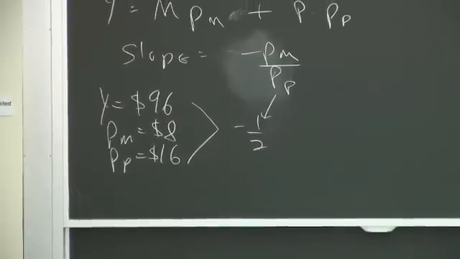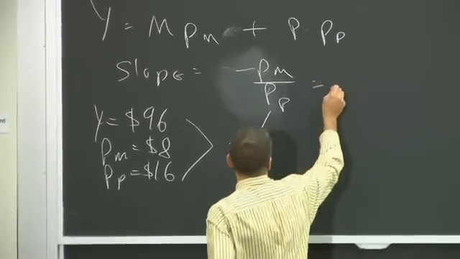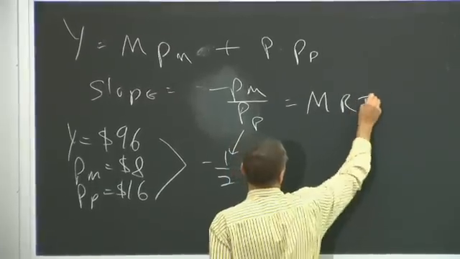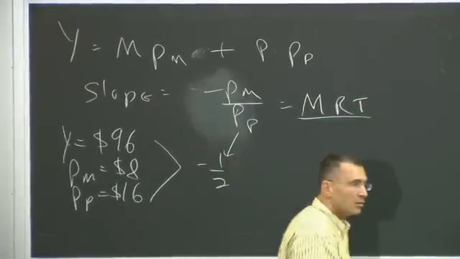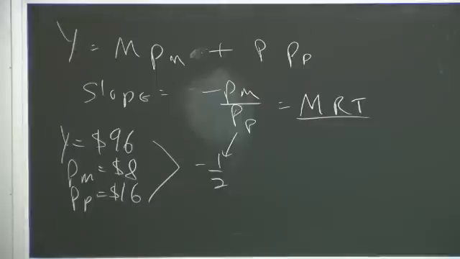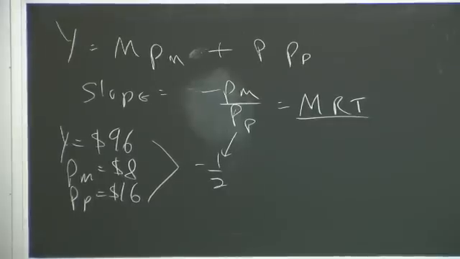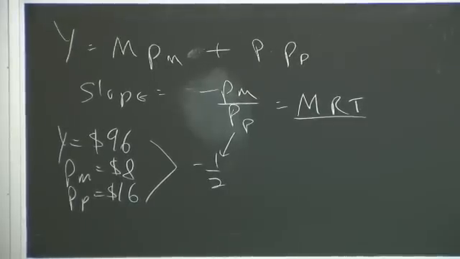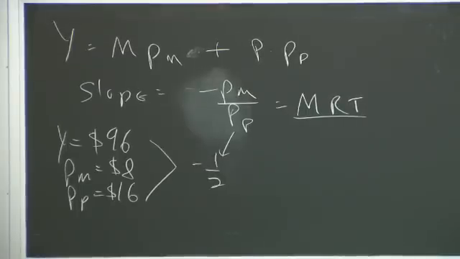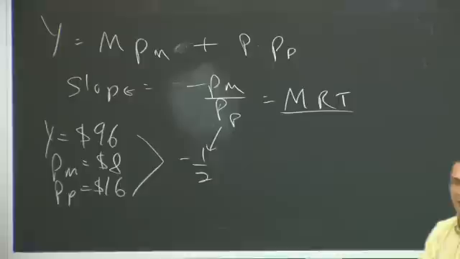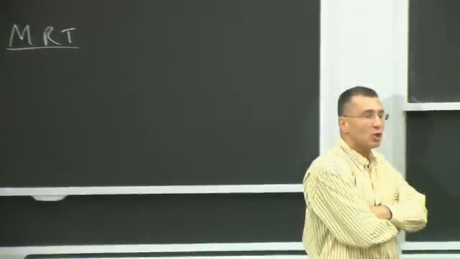Now we have a name for this slope. We're going to call this the marginal rate of transformation. The marginal rate of transformation is our label for this slope. Okay? Now, why do we use that name? What we mean is that's the marginal rate at which you can transform pizzas into movies. Okay? The rate at which you can turn pizzas into movies.